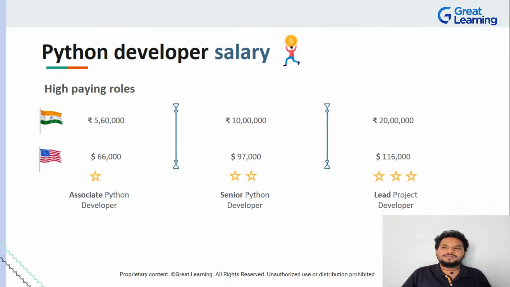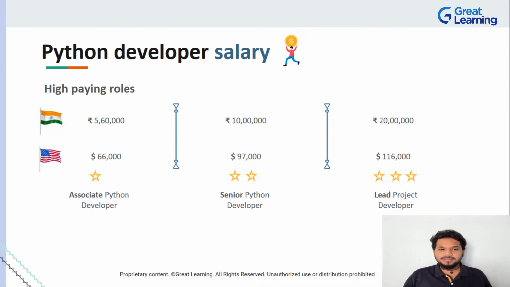With 1 or 2 years of experience, you become a senior Python developer. A senior Python developer gets somewhere around 10 lakhs per annum in India and around $100,000 in the US. This is absolutely fantastic. And then another 2-3 years down the line, maybe with 5 or 6 years of experience, you will become a project lead. You will become a lead developer in a way where you will be earning somewhere between 20 all the way to 35-40 lakhs per annum, right?